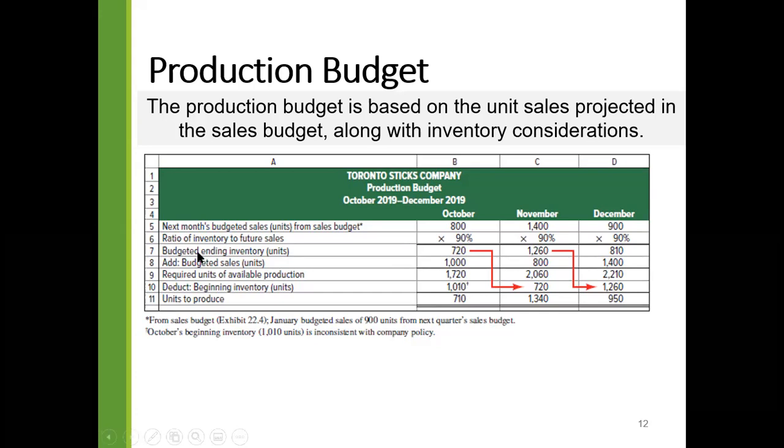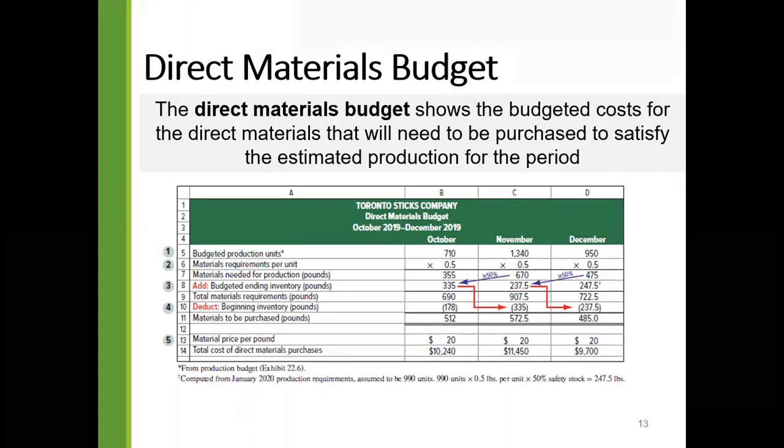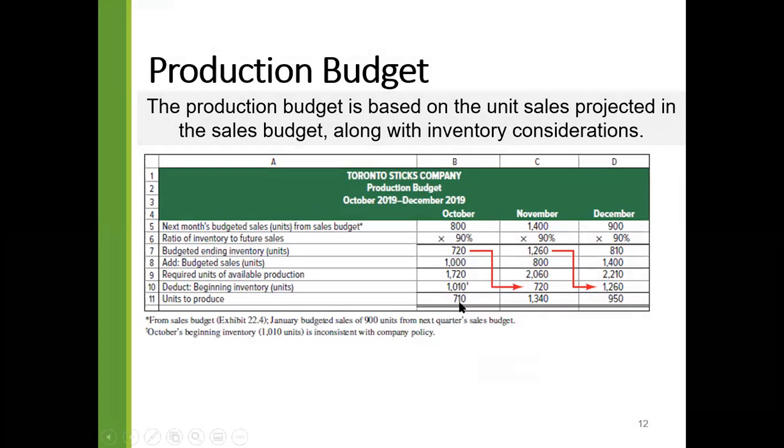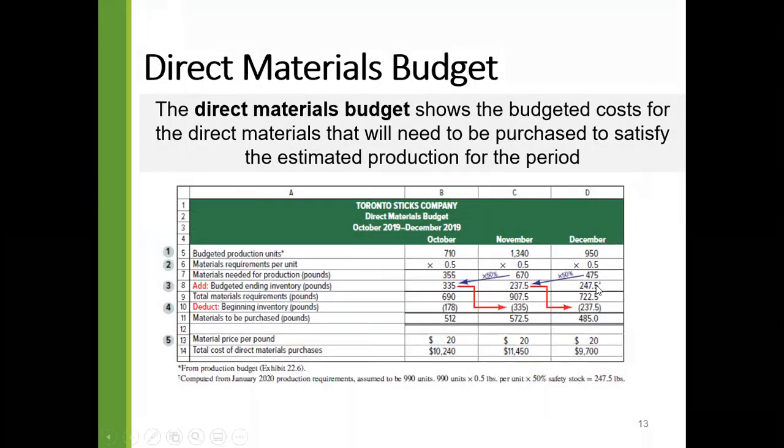And you see here, budgeted ending inventory in October is our beginning inventory for November, right? Budgeted ending inventory for November is our beginning inventory for December, right? Okay, direct materials budget. Again, direct materials budget is going to be based on how many units we need to produce. So if we go back here, we needed to produce 710 in October, 1,340 November, 950 December. So now you'll see those numbers here, budgeted production for each month.